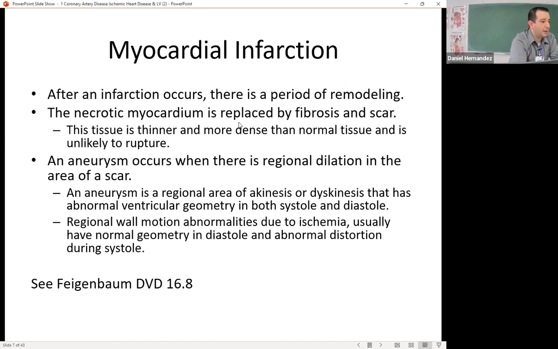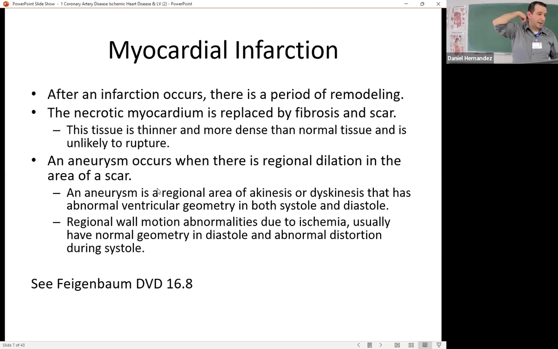The necrotic myocardium is replaced by fibrosis and scars, so fibrotic tissue and scarring. This fibrotic scarred tissue appears thinner and is more dense than the normal tissue. But it's important to know that this tissue is unlikely to rupture, because it is more dense. So even though this scarred fibrotic tissue is thinner, it's more dense and is unlikely to rupture.